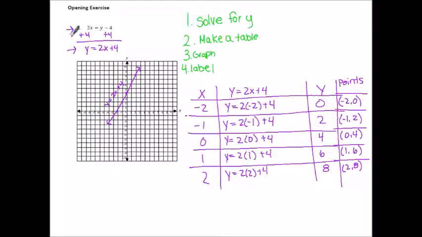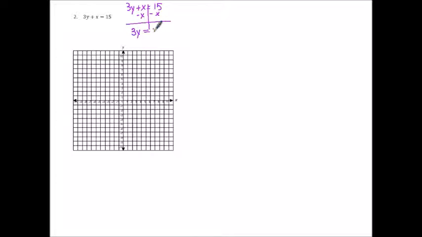So now let's try number 2. We're going to do the same exact thing: solve for y, make a table, graph it and label it. Let's start by solving for y. We have 3y plus x equals 15. We can subtract x on both sides. This should be something you have done the last couple days in class. Then we get 15 minus x, and we divide both sides by 3, and we get y equals (15 minus x) over 3.